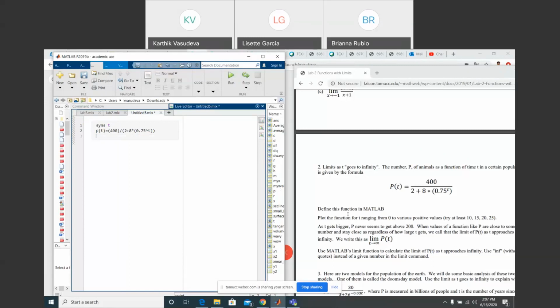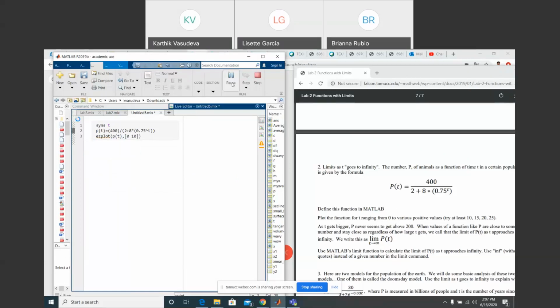Now, if you look at this, you have to plot the function from 0 to various positive values. That means you have to plot p of t with 0 to 10 first. For the next part, you have to plot from 0 to 15, 0 to 20, and 0 to 25. So I'm just going to show you from 0 to 10, and the rest remains the same. So run it.